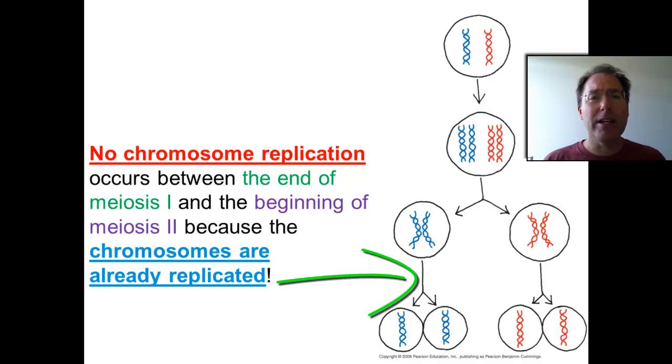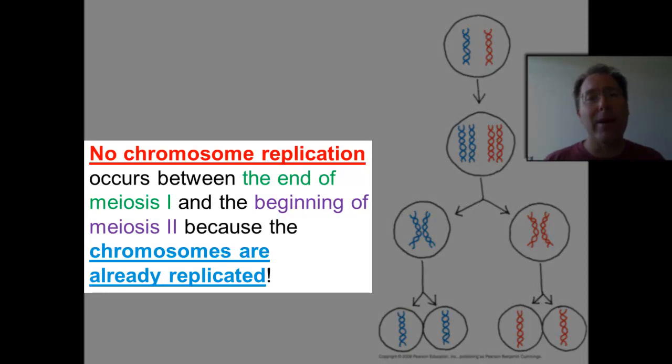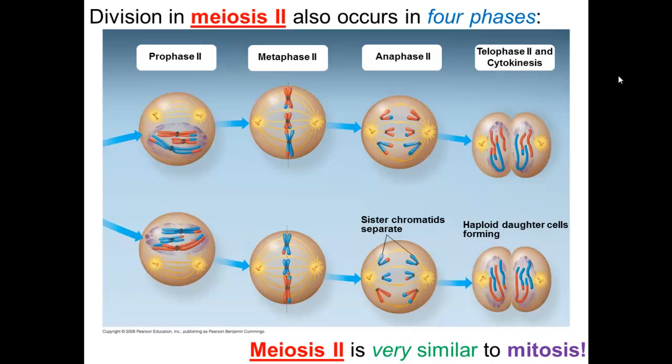And a point that you need to understand is that no chromosome replication is going to take place at the end of meiosis 1 before meiosis 2, because the chromosomes have already been duplicated in the S phase of interphase way before this process even began.